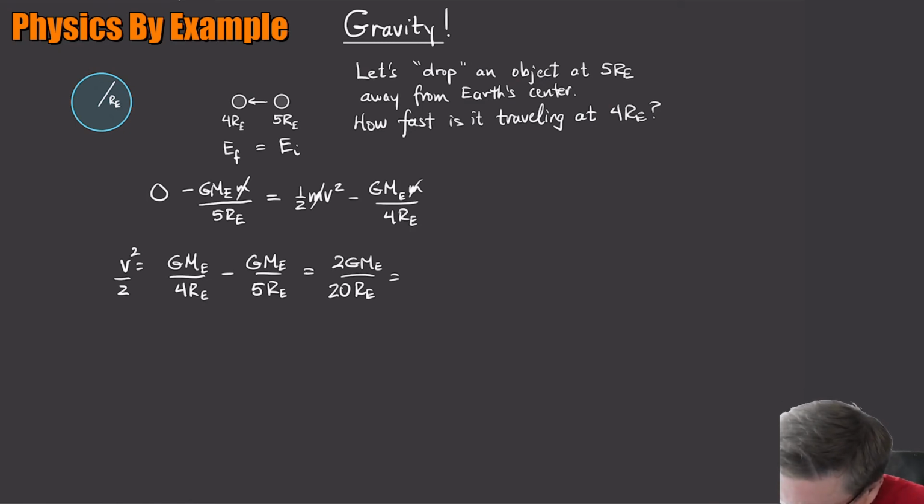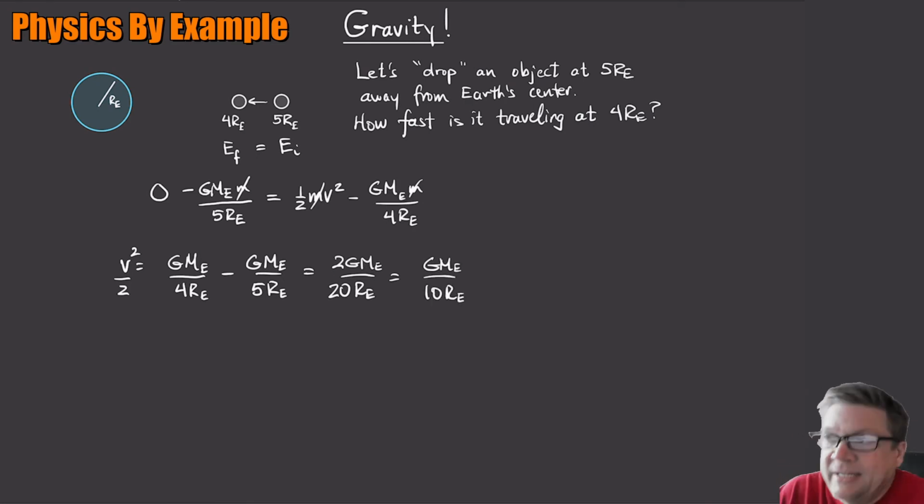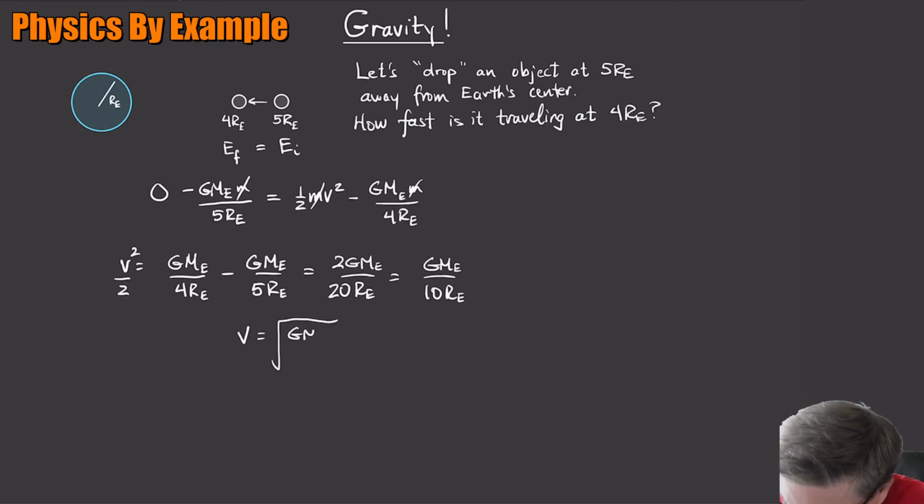So it's going to be GME over 10 RE. 10 times radius of the Earth. Okay, so, oops, I forgot my 2, didn't I? Oh, no. I canceled the 2 out. Okay, so now we can just go ahead and take the square root. So our V is just going to be the square root of GME over 10RE.